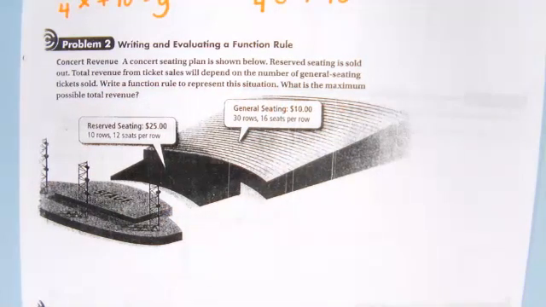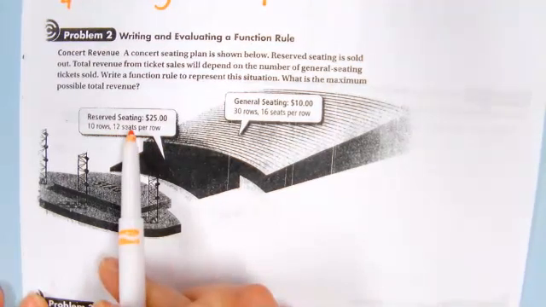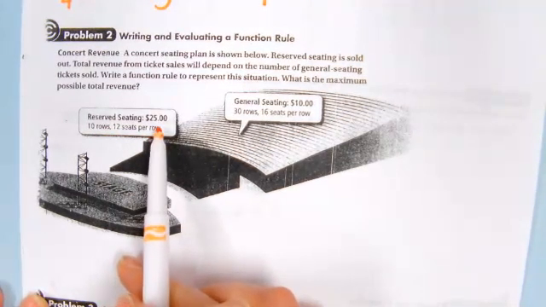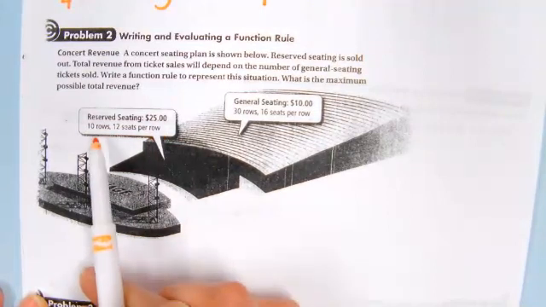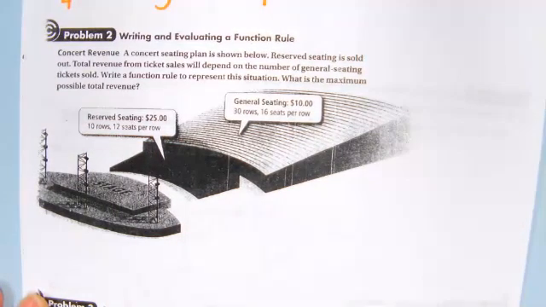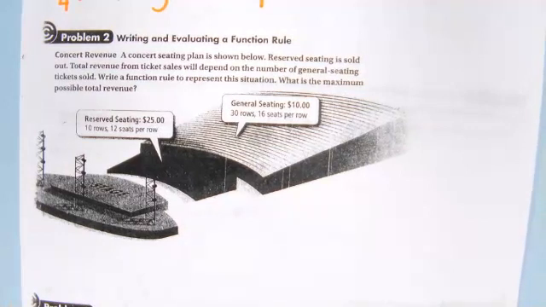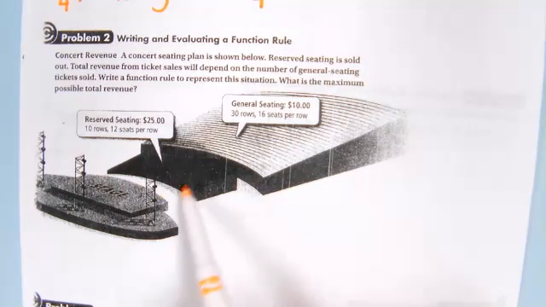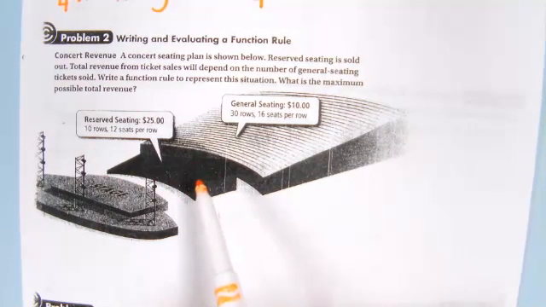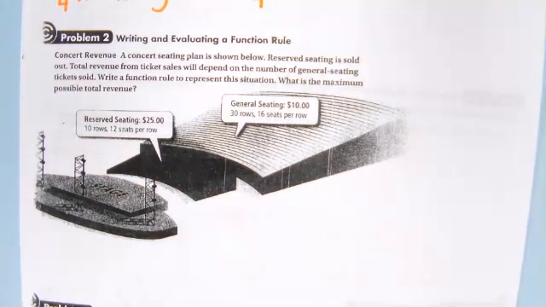What is the maximum possible total revenue? What's revenue? Profit, right? Money that you make. Okay, so this is sold out, right? Reserve seating. So if it's $25 for a ticket, there are 10 rows and 12 seats per row. How much money did they already make by selling out the reserve seats? Raise your hand if you know how to get that answer. How much money has been made by these tickets here? Go ahead, Speciosa.